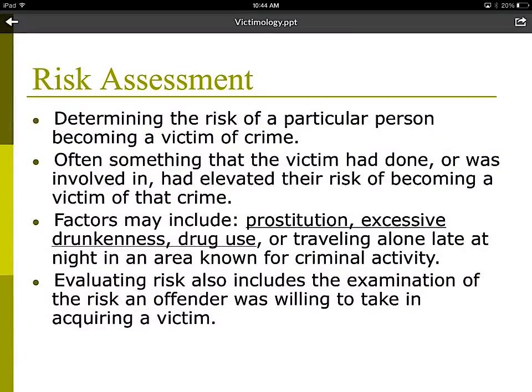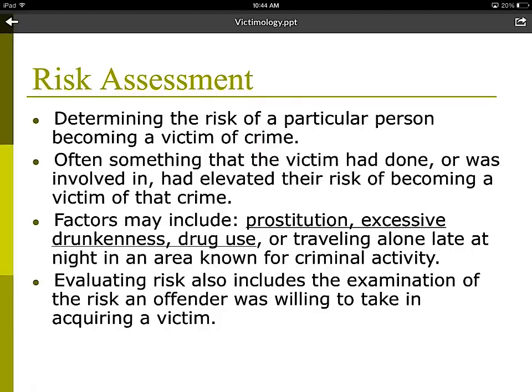Risk assessment is determining the risk of a particular person becoming a victim of crime. The Smith guy I just talked about went into Dahmer's house because he was a prostitute. He was working for money. That's going to put you at higher risk. Often something that the victim had done or was involved in had escalated their risk of becoming a victim of that crime. Factors may include, like I said, prostitution, being excessively drunk, hanging out at bars a lot, drug use, or traveling alone late at night.